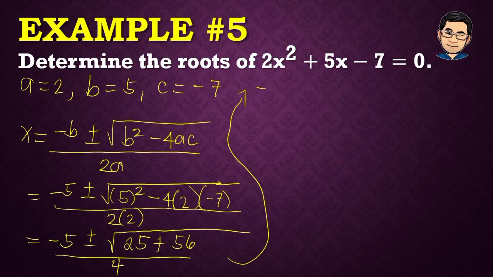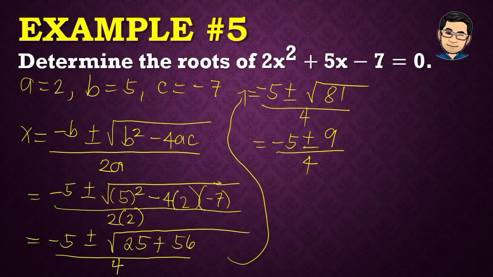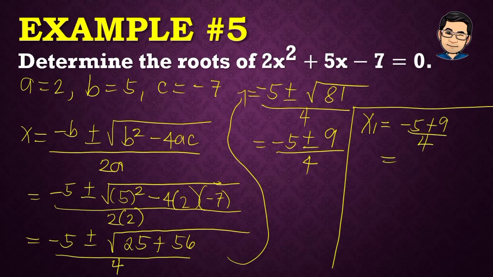Next, negative 5 plus minus the square root of 25 plus 56, that is 81, all over 4. So, negative 5 plus minus the square root of 81, that is 9, all over 4. Now, let's have x sub 1 and x sub 2. Negative 5 plus 9 all over 4. Negative 5 plus 9, that is 4, all over 4, 1. So, our x sub 1 is 1.